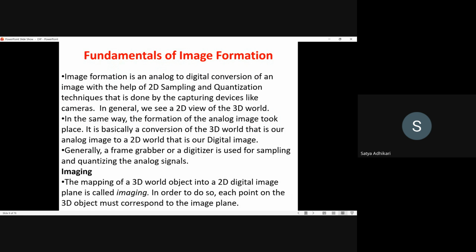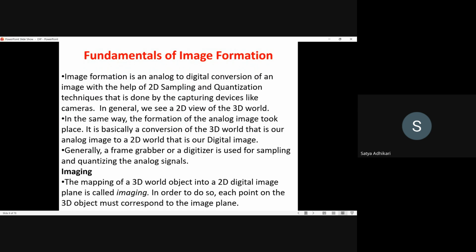And besides that, an image is a 3D object. It has some width, length, and also some height. But your screen is 2D. So you see here, image formation is an analog to digital conversion of an image with the help of 2D sampling and quantization techniques that is done by the capturing device like a camera. So in general, we see a 2D view of the 3D world. That is why it is a 2D view of the 3D world.